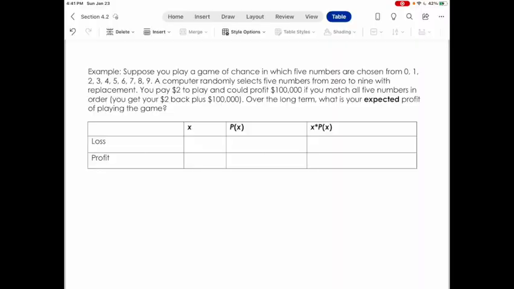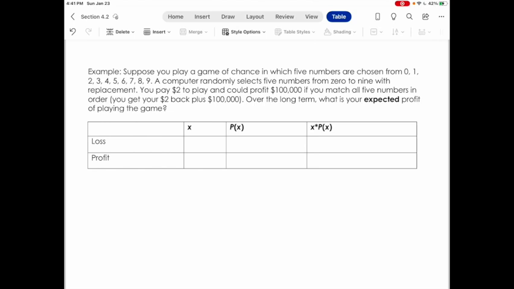So in this next example, it's talking about playing some kind of a lottery. It says, suppose you play a game of chance in which 5 numbers are chosen from 0 to 9. A computer will randomly select 5 numbers from 0 to 9 with replacement, meaning your numbers could repeat. You have to pay $2 to play, and if you win, you could profit $100,000, and you have to match all 5 numbers in order to do that. Over the long term, what is your expected profit of playing the game?